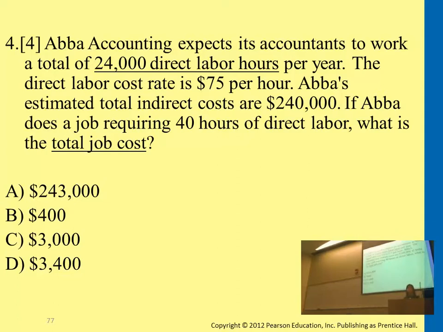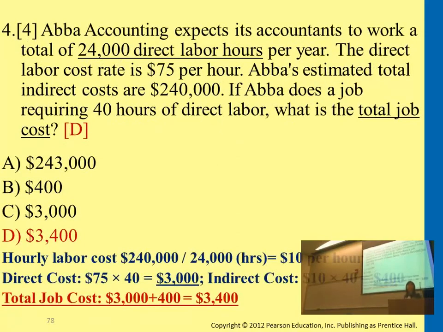Indirect cost, we know the total estimation part is $240,000, and we also know the total labor hours is 24,000 hours. So you can calculate the indirect cost rate and then multiply 40. Remember for a service company, usually we only allocate the indirect cost based on labor, because we're not producing products, so we don't have specific stages of activities in the production cycle.